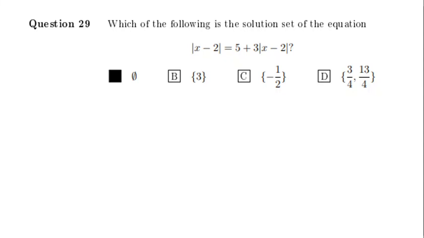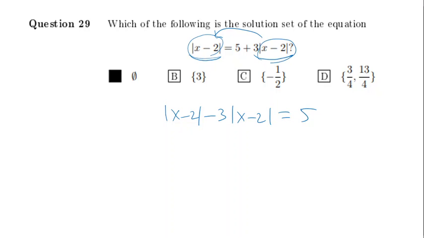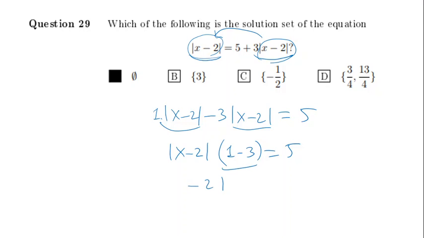Now let's look at this problem. We solved a very similar one to this. We can send this one to the other side, and we'll get this one now. Because these are like terms here, you see, they are similar terms. And now these are common factors. So you can take the absolute value of x minus 2 times 1 minus 3 is equal to 5, and this makes minus 2 times the absolute value of x minus 2 equal to 5.